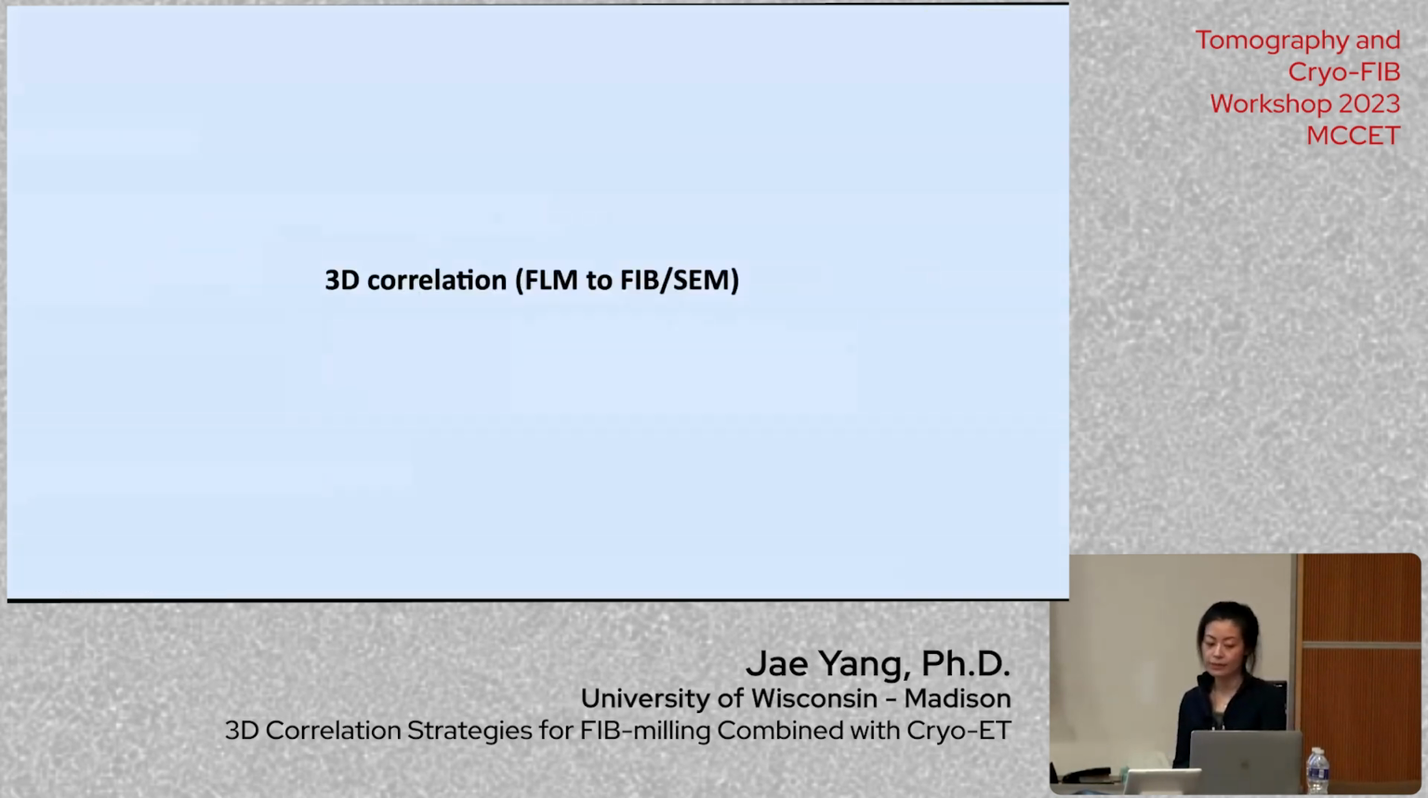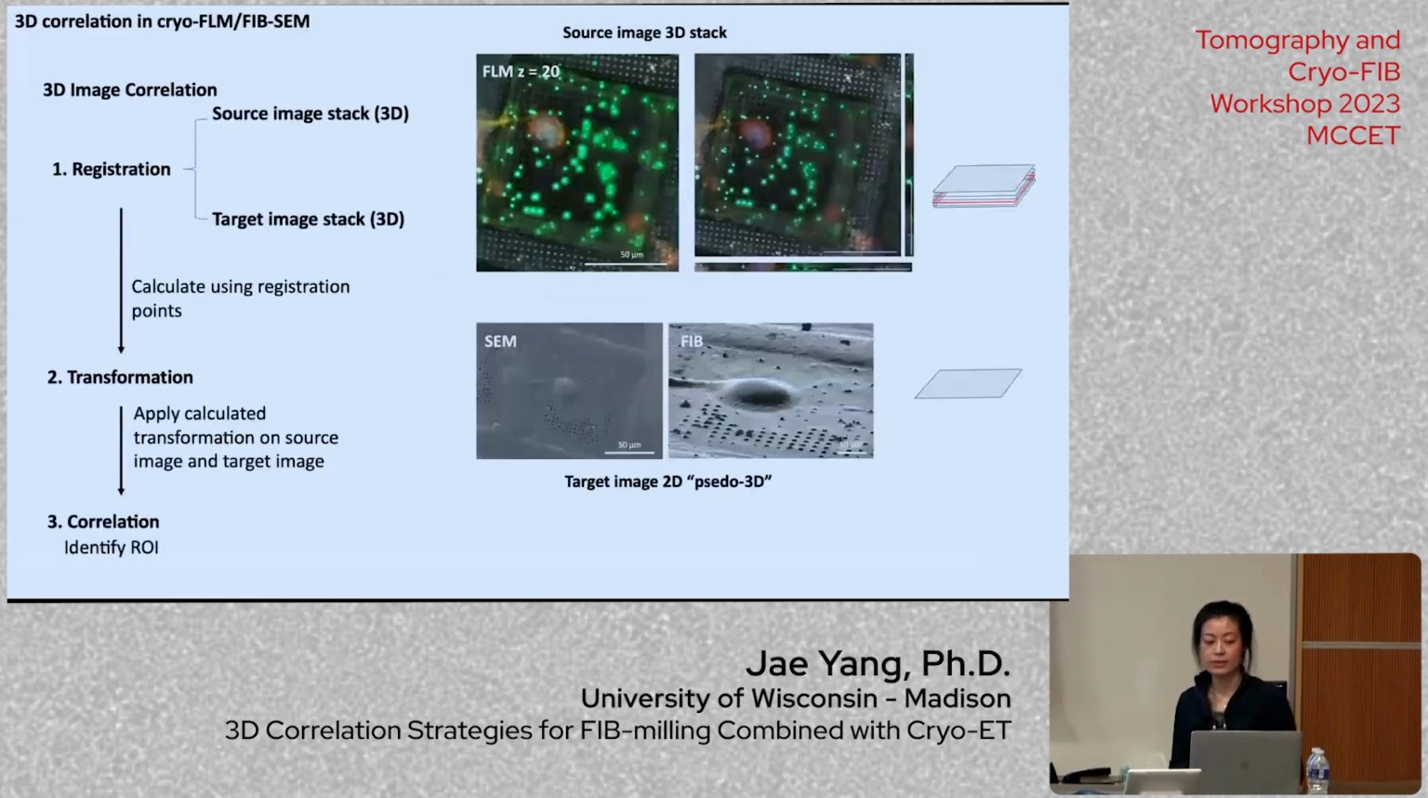So we're talking about 3D correlation, which everybody is interested in doing. 3D correlation is the same in general. It starts with, instead of the source image being 2D, the source image being 3D. So you will have registration of 3D to 3D, and you will get your transformation and apply it onto your 3D, and then get the 3D transformation back into your 3D target image stack.